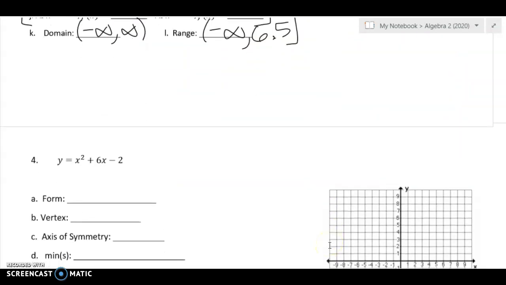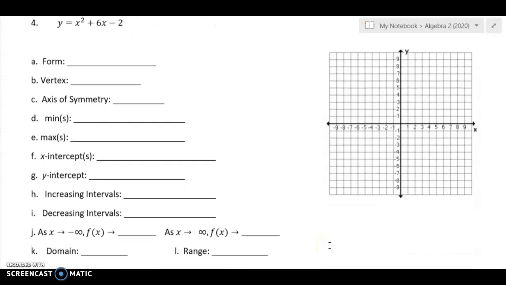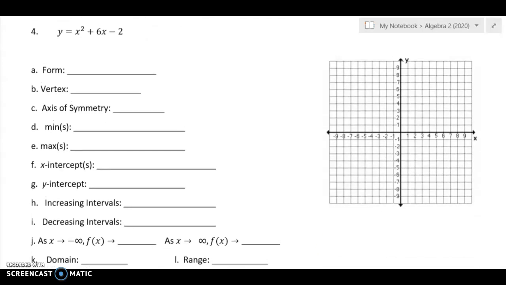Let's do another one. Okay, so here's my problem, x squared plus 6x minus 2. I'm going to go ahead and state the form. This is what we're doing today, standard form.